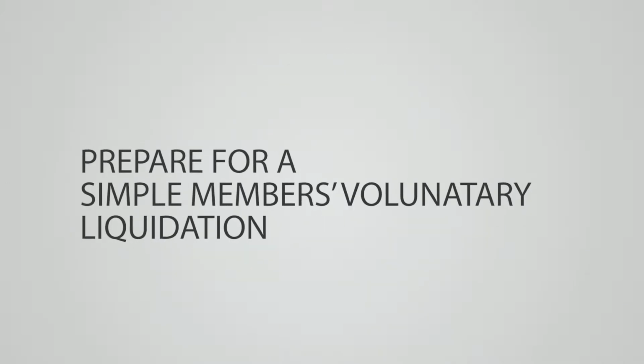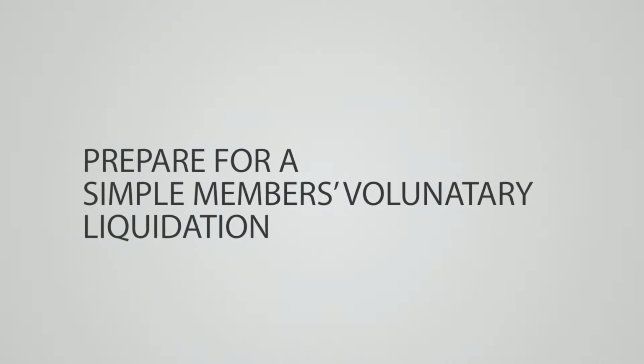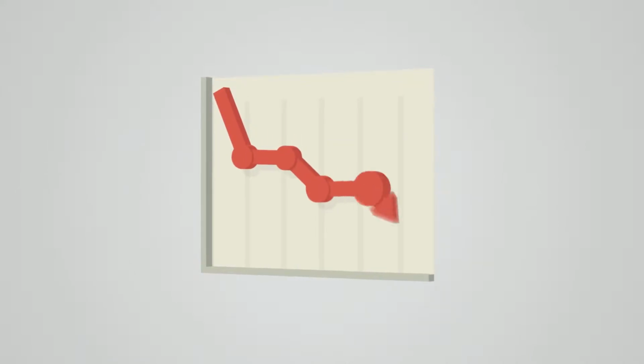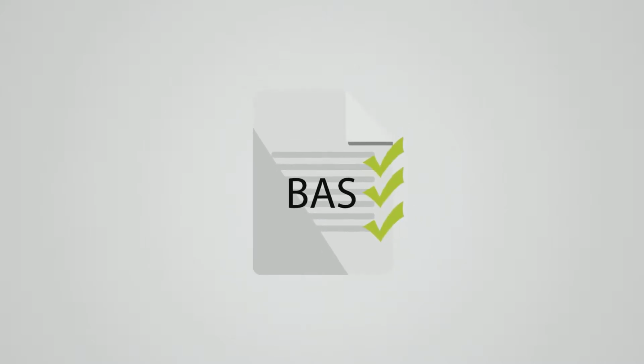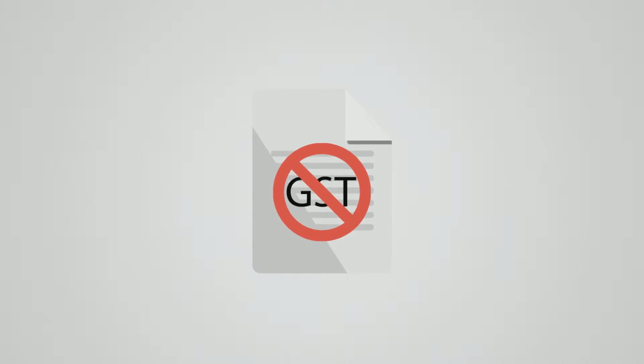Step 1. Prepare for a simple member's voluntary liquidation. There are ways to minimise the costs of a member's voluntary liquidation with a little preparation beforehand. You should ensure the following is in order. All liabilities are paid in full. All business activity statements are completed and lodged and GST registration cancelled.